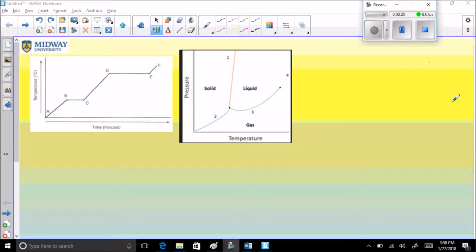phase changes. Okay, so as you can see, I have the heating curve on the left hand side here, and then the phase change diagram on the right side. Okay, first, whenever you read a graph in science, you need to know what your y-axis and x-axis are. The figure on the left side, the heating curve, has temperature on the y-axis and time on the x-axis. What that means is, as time progresses, the substance goes from one phase to the other.